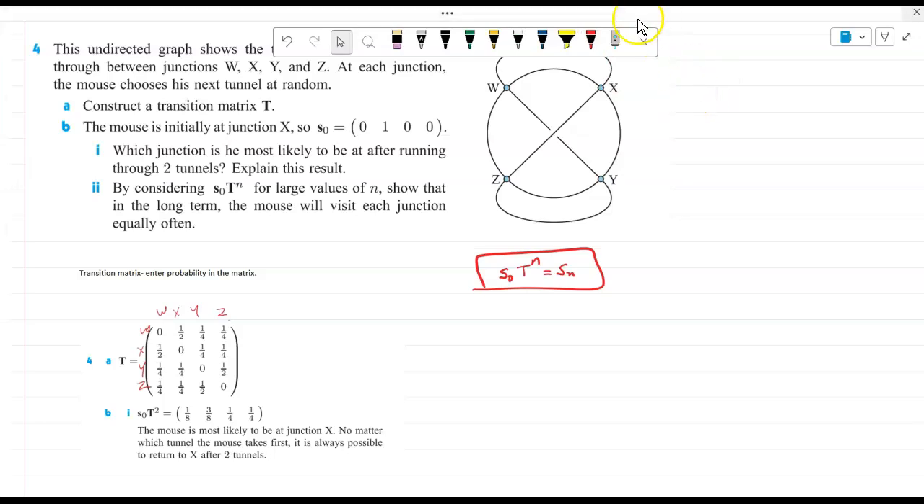Okay, so now check. W to W, nothing. And W to X has 1. X to W is 1/2. There are two routes, no? Y to W is 1. Only 1, no? Yeah, it's only 1. So why is it 1/4?